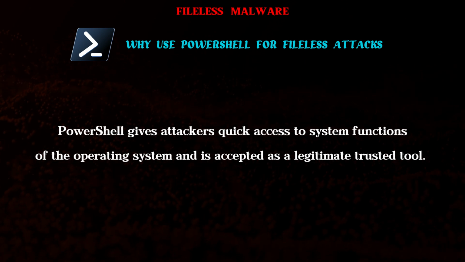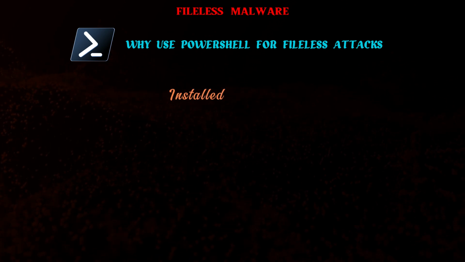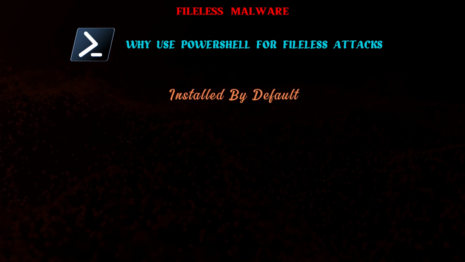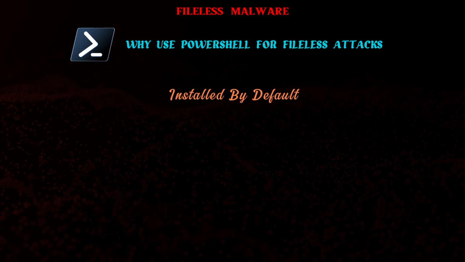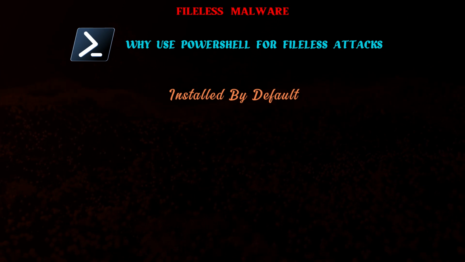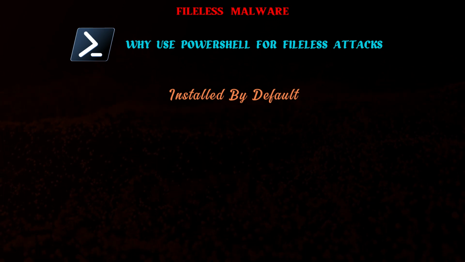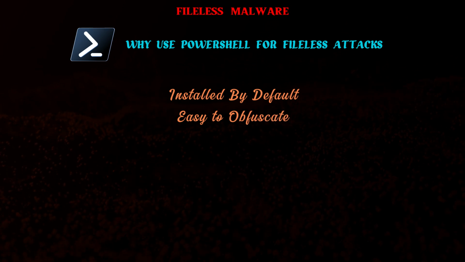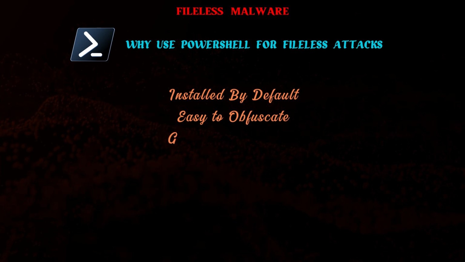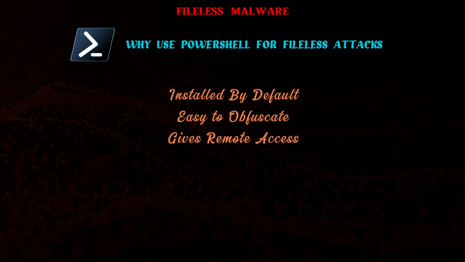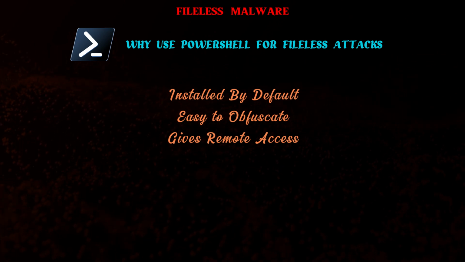There are many reasons attackers use PowerShell for fileless attacks, including: Installed by default. PowerShell is installed by default on Windows. Trusted and frequented. Sysadmins frequently use and trust PowerShell. It is not unusual to see a PowerShell process running in an enterprise environment. Easy to obfuscate. PowerShell scripts are easy to obfuscate and can be difficult to detect with legacy security tools. Gives remote access. PowerShell has remote access capabilities available by default, so attackers can use it remotely.